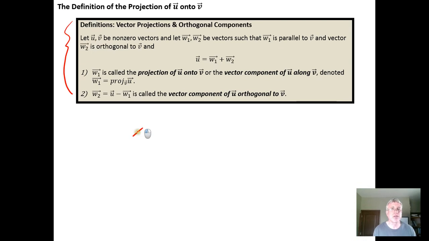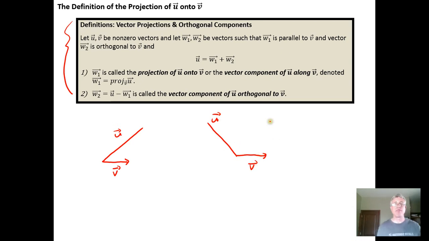So let's say I have a vector u, and down here I have a vector v. And here I drew it with an acute angle, but I could just as easily have drawn u and v to be two vectors where they form an obtuse angle where they meet. Let's see if I can, maybe I can't draw it just as easily. So here's vector u, here's vector v.